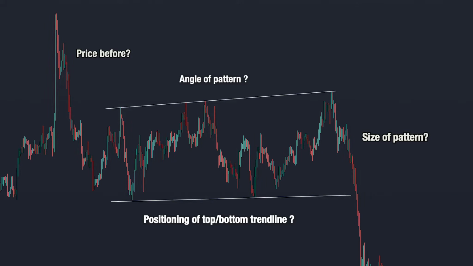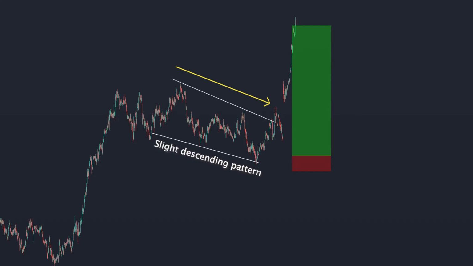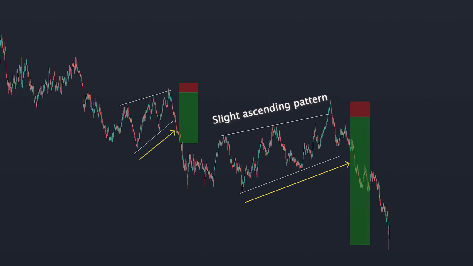So the first thing that you're going to look for is for this pattern that you've drawn in to be flat, or you're going to want to look for a slightly ascending or descending angle to it. If you're looking for a buy, you're going to want a slightly descending angle. And if you're looking for a sell, you're going to want a slightly ascending angle.